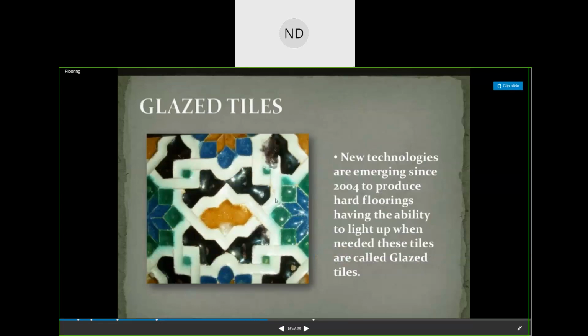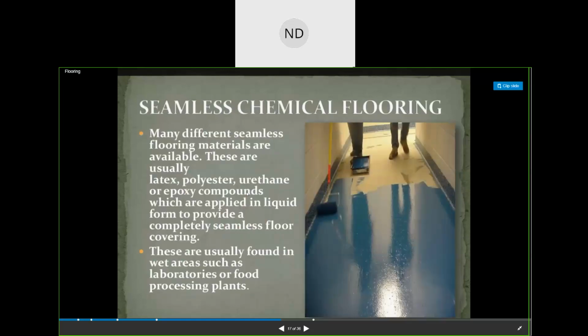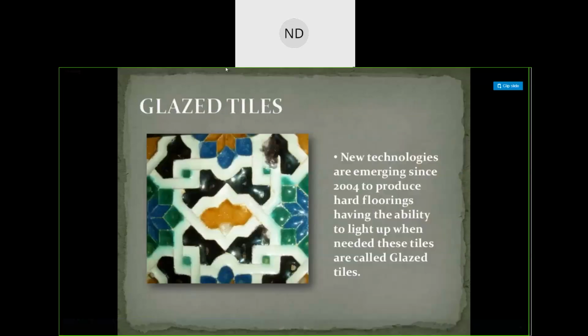Now comes glaze tiles. New technologies are emerging since 2004 to produce hard floorings having the ability to light up when needed. These tiles are called glaze tiles. I think you have seen this kind of tiles in some historical structures also, where, when light falls on them, they shine and give a glaze. So those are your glaze tiles.